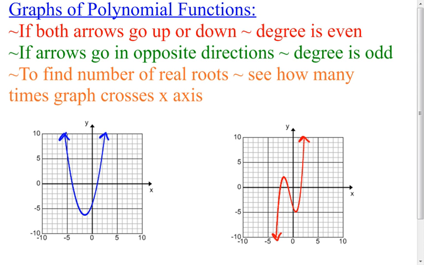To figure out the number of real roots, you look at how many times it crosses the x-axis. So this one crosses the x-axis here and here, so it has 2 real roots. This one crosses the x-axis here, here, and here. So it would have 3 real roots, okay? And then we'll look at how we describe their end behavior in a minute.